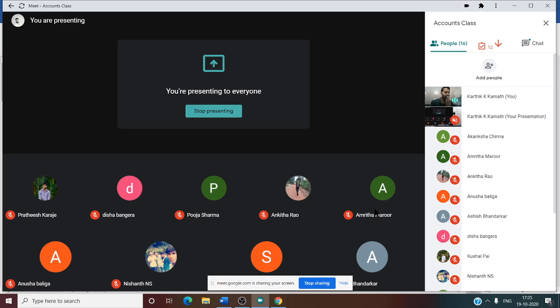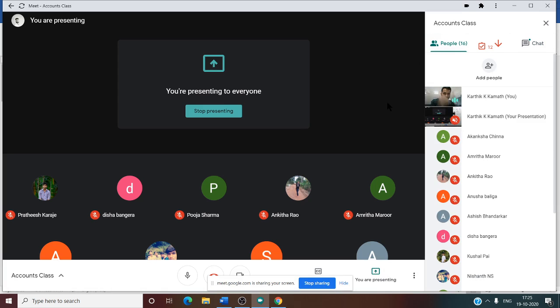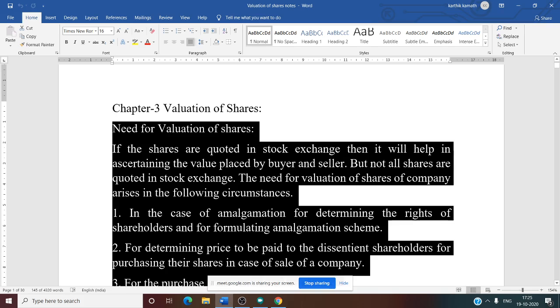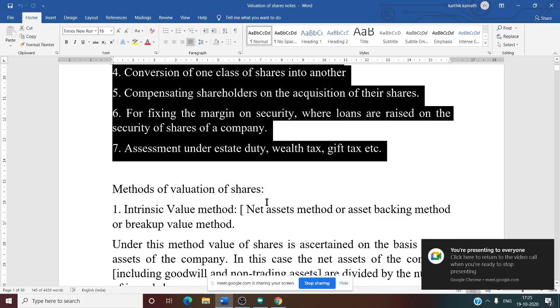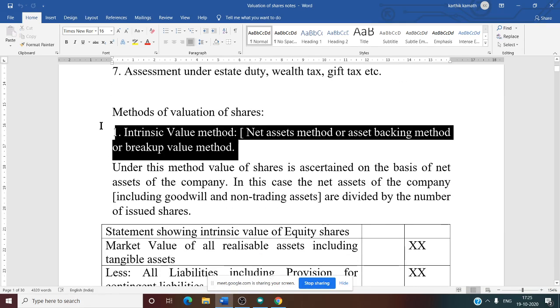Next, very important is methods of valuation, because practical questions come from methods of valuation of shares. So now we need to discuss one by one what are the methods available for us. Methods of valuation of share, very important. First one, intrinsic value method. Intrinsic value method is also known as net asset method, or asset backing method, or breakup value method.